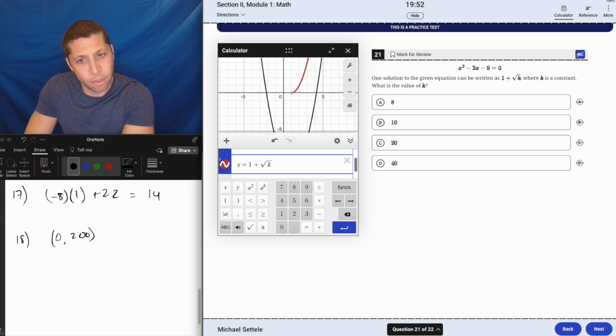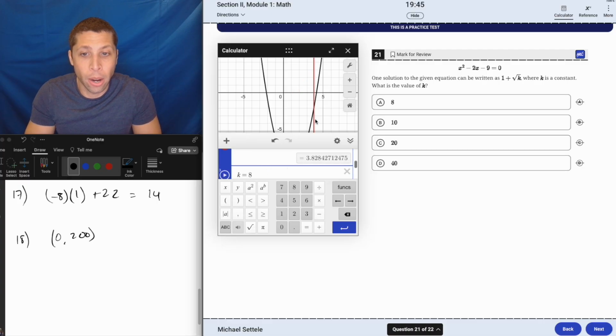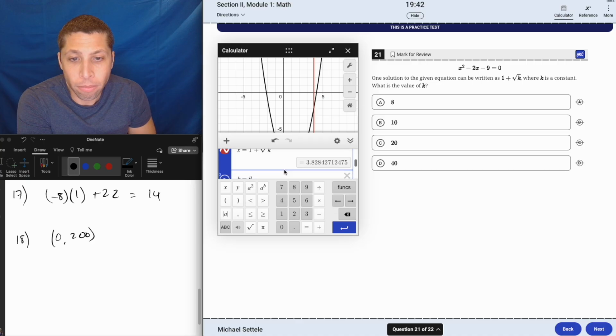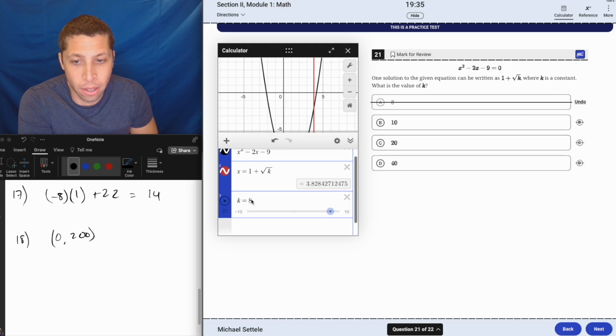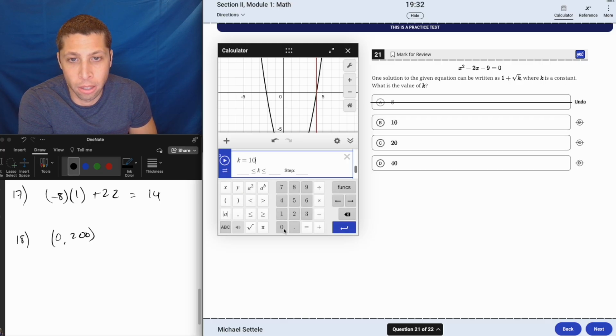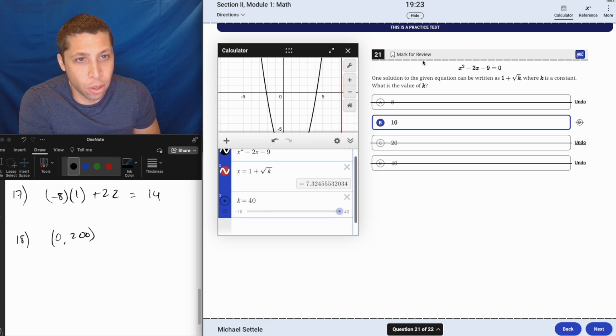And it's interesting that it's actually graphing that, but let's do k equals 8. Okay, so what I want is for this red line to pass right through the x-intercept. So it's not doing that there. If I go to 10, it is. If I go to 20, it's not. And obviously, if I go to 40, it's not either. So I'll come back to this and do the quadratic formula if I need to, but you don't need to.